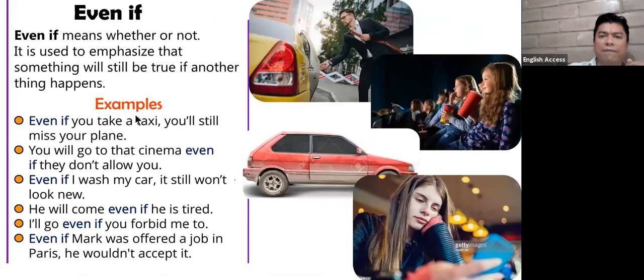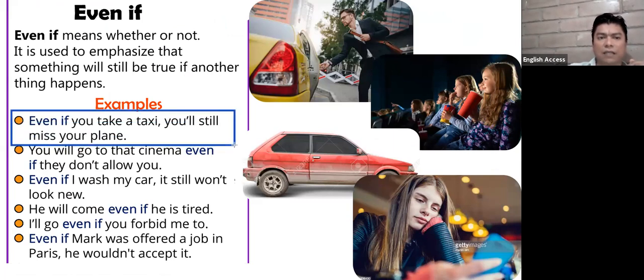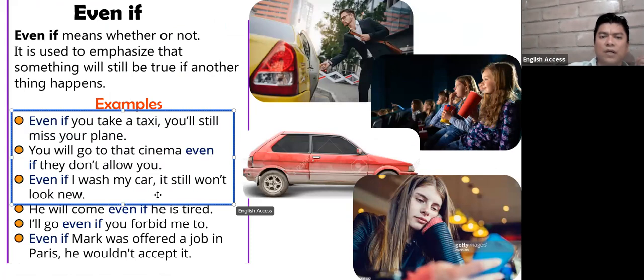I have more different examples here. The first one we've already seen: even if you take a taxi, you'll still miss your plane. Or you will go to the cinema even if they don't allow you. So if they allow you or not, you don't care, you go to the cinema. Even if I wash my car, it still won't look new. Or he will come even if he's tired.